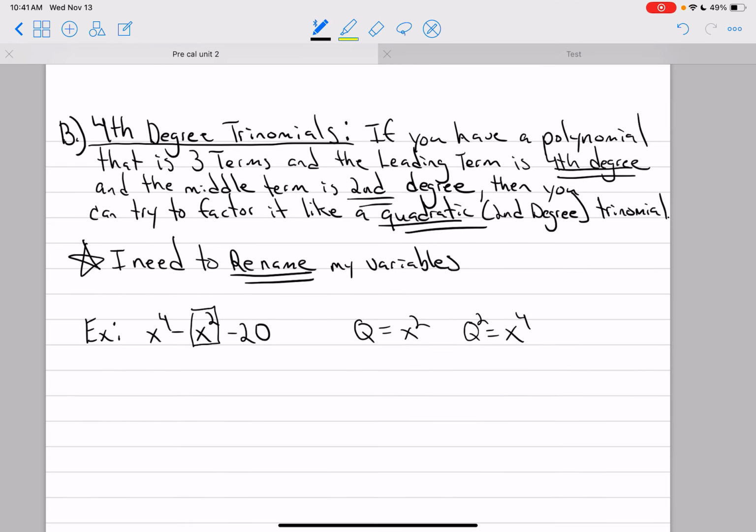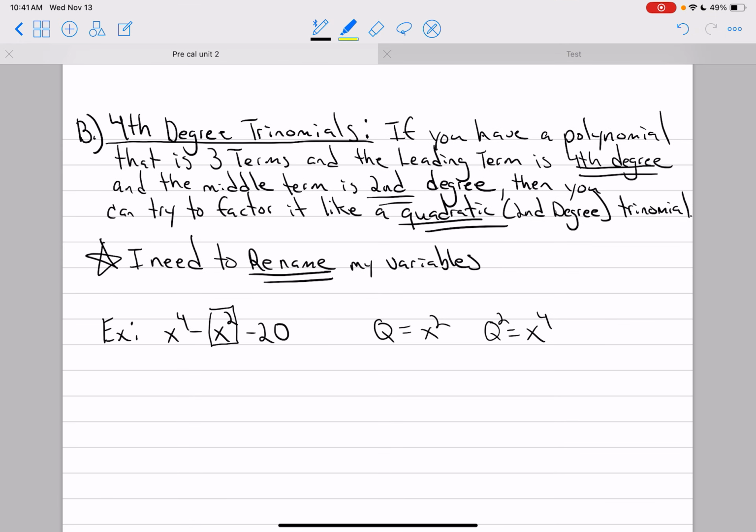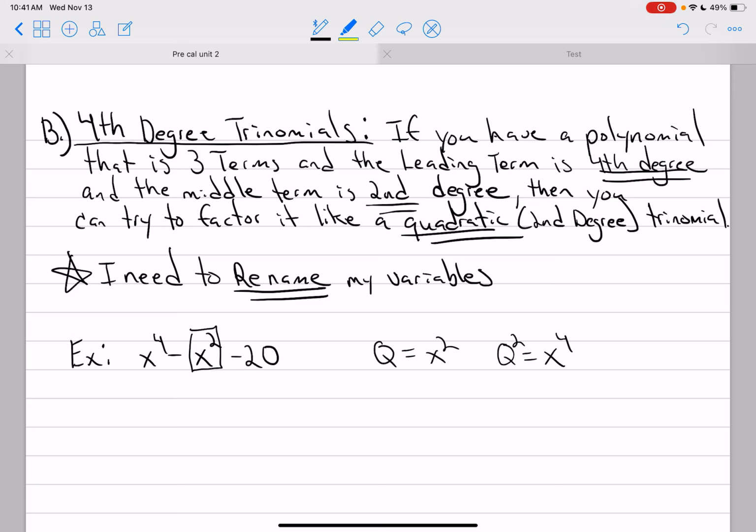Let's keep it moving. The last type of factoring we're going to talk about is, well, what if I have a fourth degree trinomial? Okay? So, if you have a polynomial that is 3 terms and the leading term is 4th degree and the middle term is 2nd degree, then you can try to factor it just like a quadratic trinomial. All right? So, let's first talk about how this is.